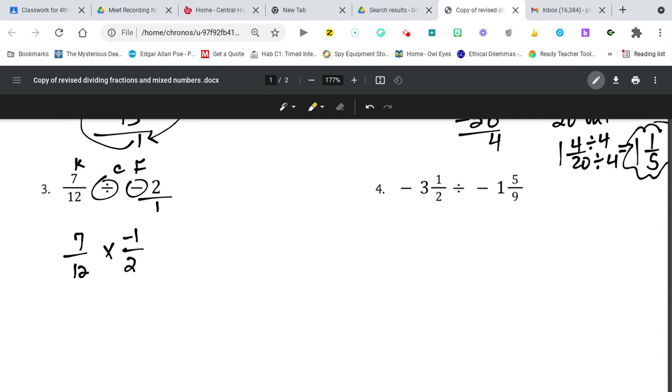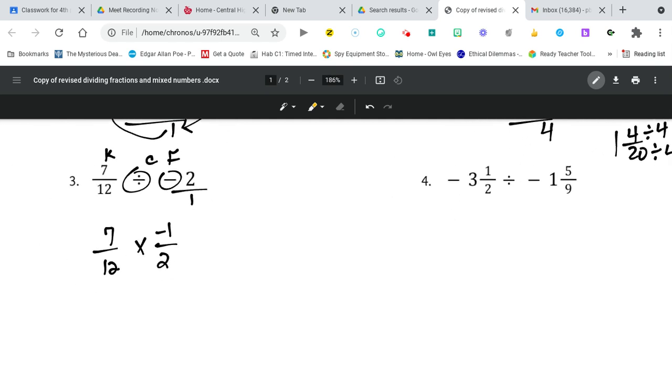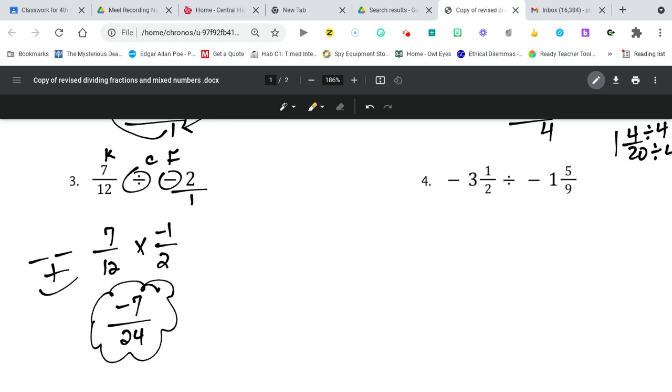Again, I don't move that sign. I just flip the two numbers around. And then top times top and bottom times bottom. That's what I would get. It's not improper, so I'm going to leave it. If you're unsure of the sign, just use the smiley face. You got a positive times a negative, which will leave you with a negative.